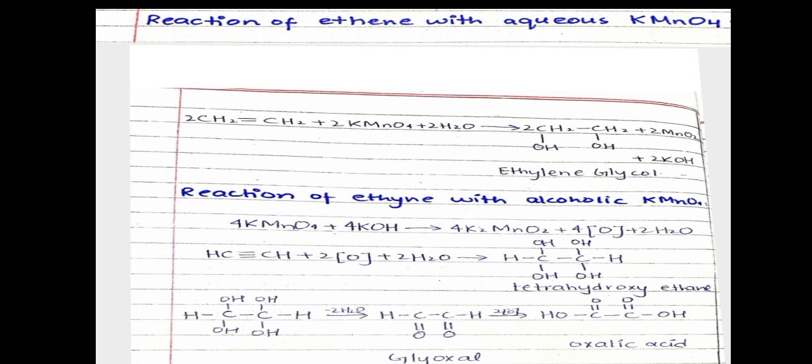But in case of ethine reaction with alkaline KMnO4, we are having three reactions. 4 KMnO4 react with KOH, and we are having 4 atoms of oxygen. Out of these 4 atoms, 2 react with ethine and convert it into tetrahydroxyethane. Tetrahydroxyethane is unstable and removes 2 water molecules, and this glyoxal reacts with 2 atoms of oxygen and is converted into oxalic acid. This is the final product, that is oxalic acid.